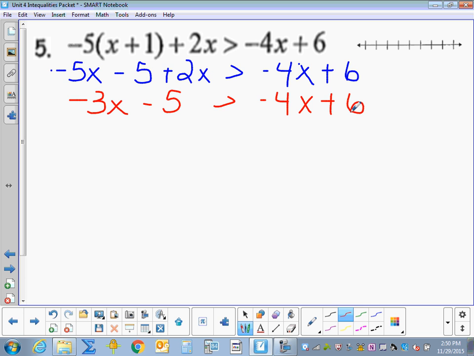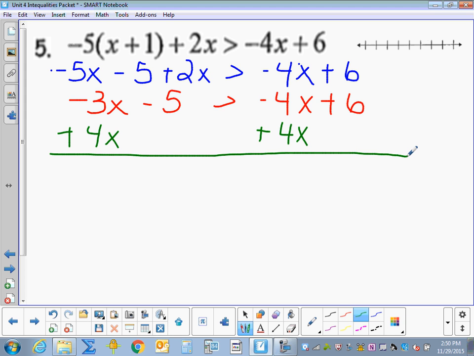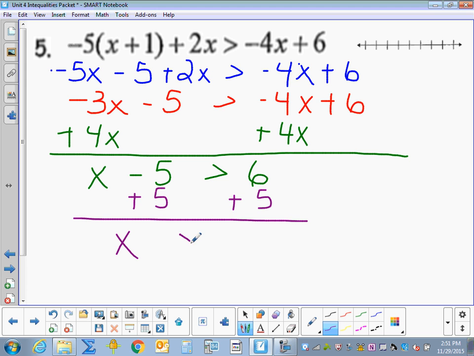So let's move our x's to the left side. So let's add 4x to both sides. So x minus 5 is greater than 6. So let's add 5 to both sides. And x is greater than 11. So to graph it, we just say greater than is an open dot at 11. And it's greater than, so we're pointing to the right.